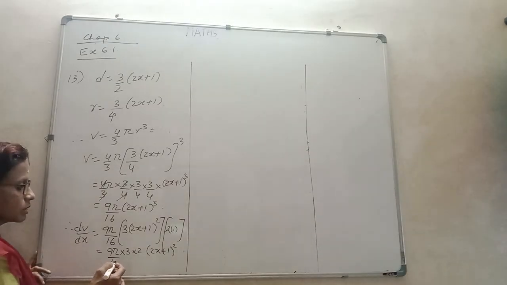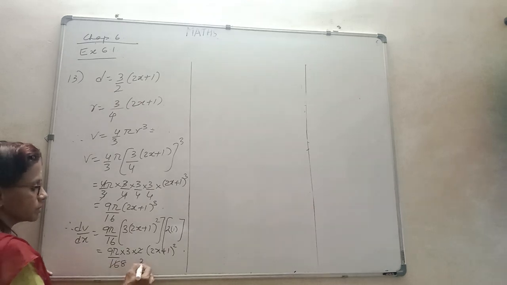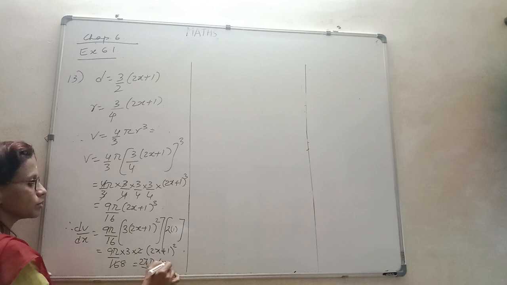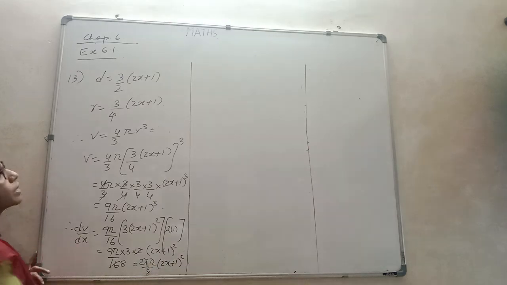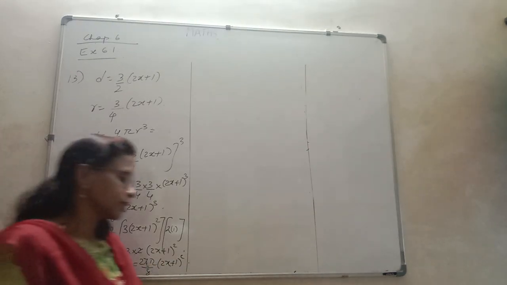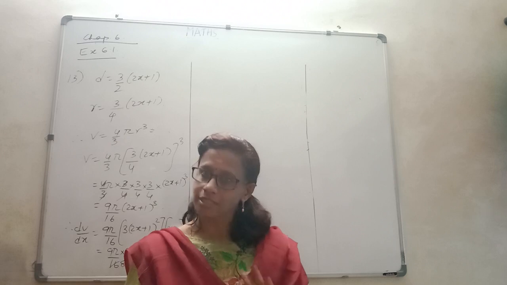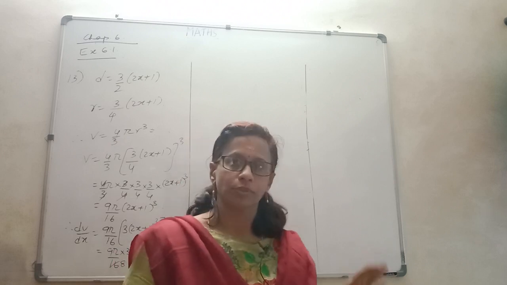This is the derivative with whatever simplification. This is now 2 8s. So your derivative is 27 pi by 8 into (2x plus 1) whole square. That's the required derivative. They have asked us what is the derivative of v with respect to x, and this is how the derivative works out. So that's about it.